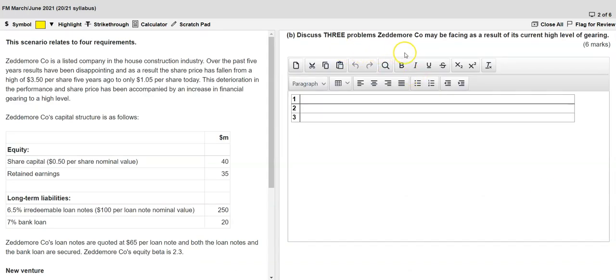Discuss 3 problems Zeddemore company may be facing as a result of its high level of gearing. Guys, remember, if company is facing high level of gearing, first problem will be its earning will be volatile. Its earning will fluctuate over the time, because maybe your sales will increase or decrease, but you have to pay the interest. So that's why your earning will be volatile.